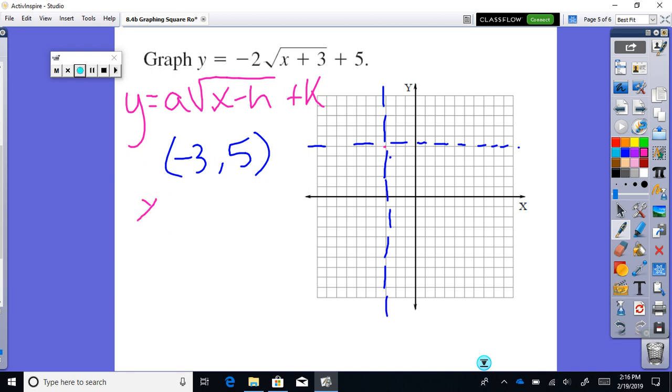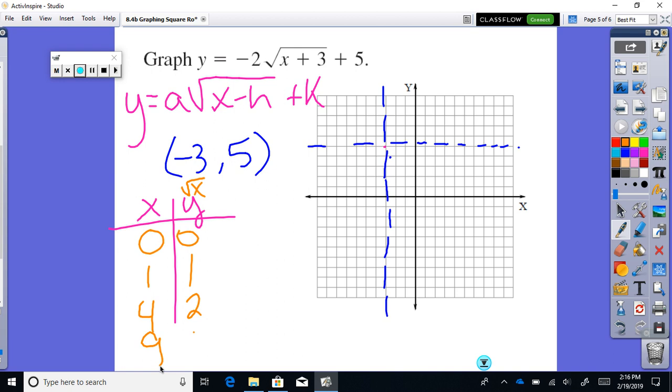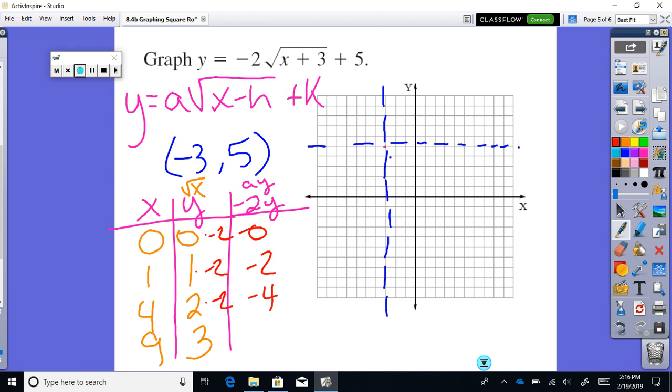And then the table this time, since it's a square root, we need to pick the square root ones like 0, 1, and 4, because you have the square root of x in the middle. So square root of 0 is 0, square root of 1 is 1, square root of 4 is 2, you could do 9, square root of 9 is 3. Then we do have an a. Our a is -2 again, so we have -2 times y. So -2 times 0 in the middle here is 0, and then times -2 for each of the others.